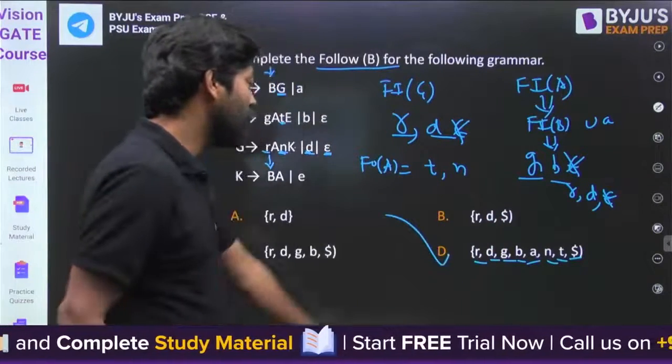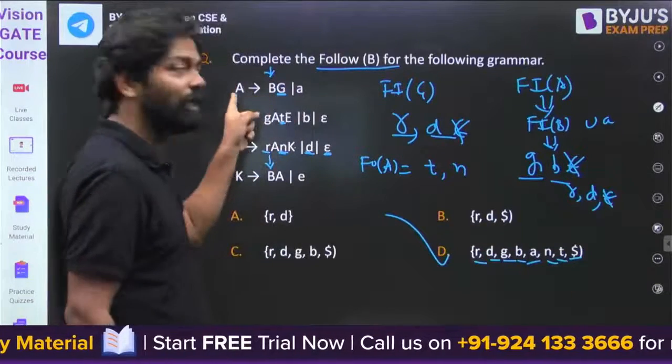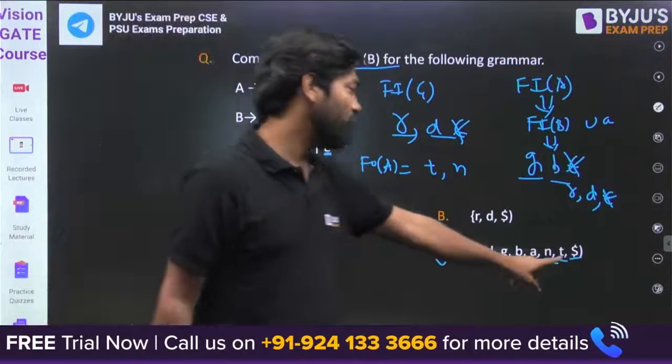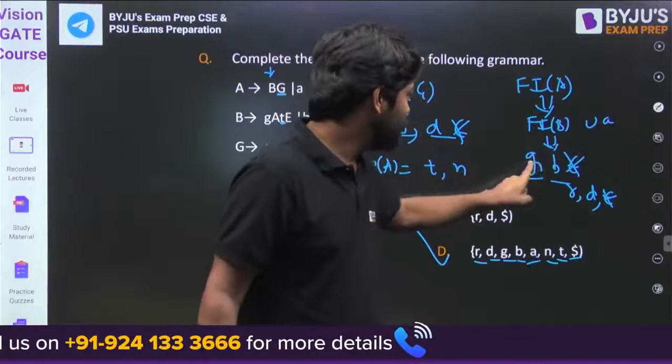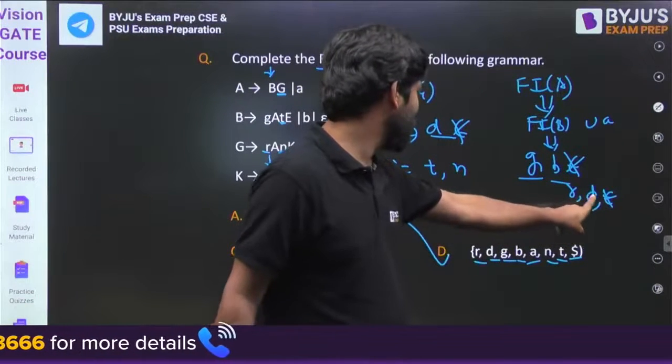That's why I have taken R, D, G, B, A, and T dollar. Dollar, why? Because follow of A, start symbol is dollar. That's why dollar is here. Fine. Already we have R, D is here, A is here, G, B is here. R, D is also here. Fine.